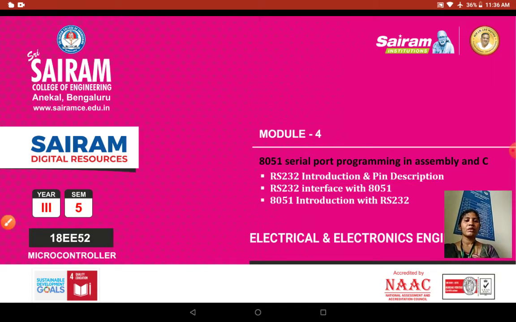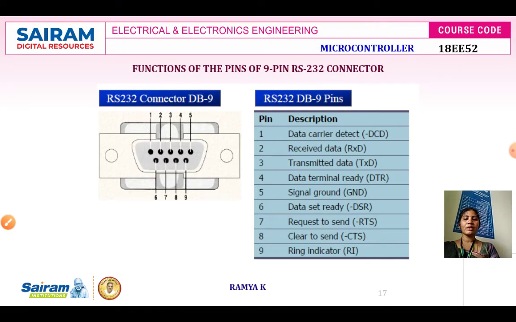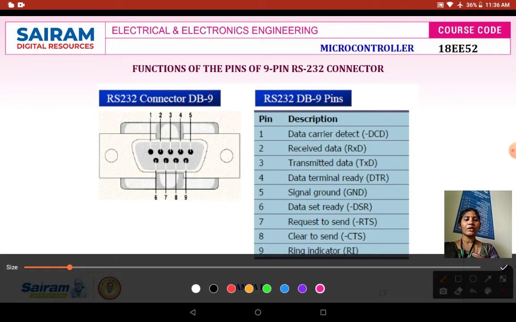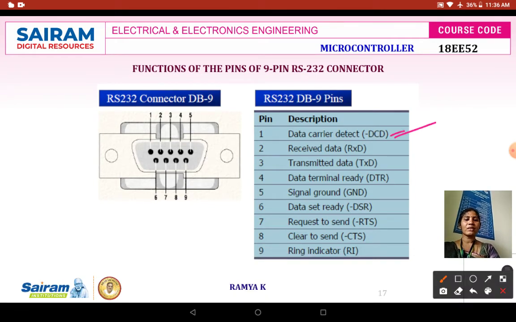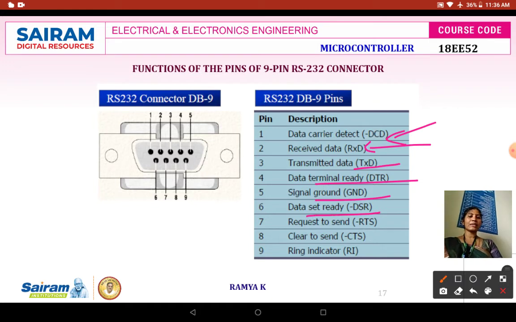So it has got 9 pins. In that, the first pin is your data carrier detect, second pin is receive data, third pin transmit data, fourth pin data terminal ready, fifth pin signal ground, sixth pin is data set ready, seventh pin request to send, eighth pin clear to send, and ninth pin is going to be your ring indicator. So all these things we discussed in the previous class, and how exactly the flow of data is going to be in case of your RS-232.